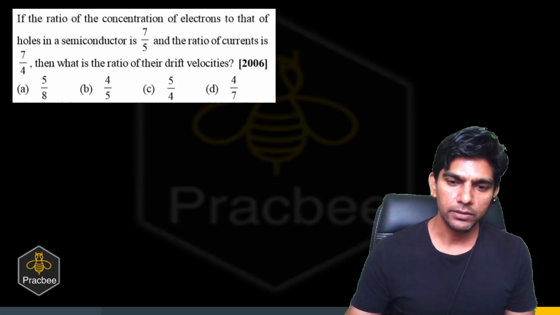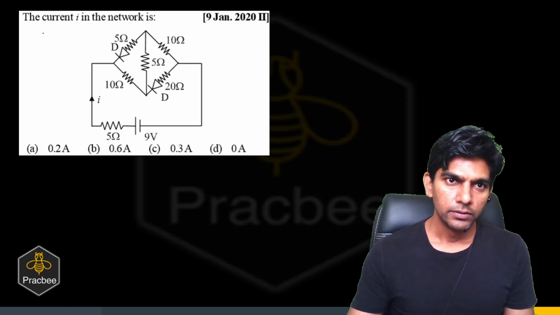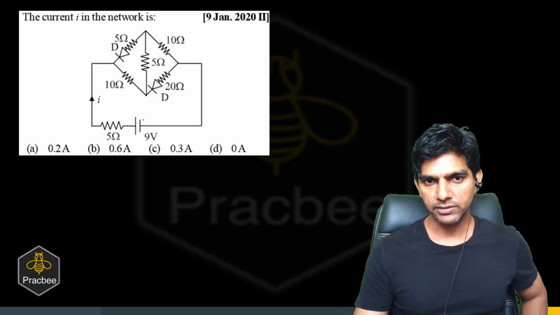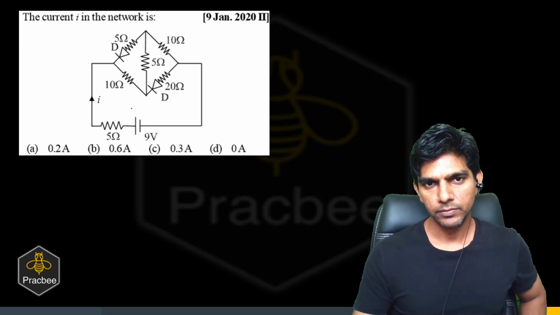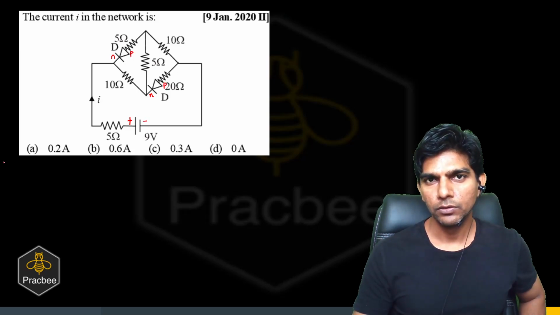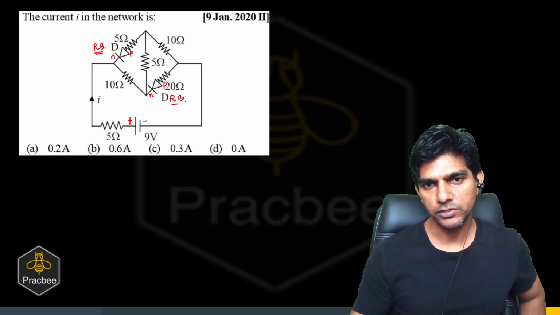Now let us see another question. The current I in the network. So we have 2 diodes, 6 resistors and a battery like this. Can you see the N side of the diode is connected to the high terminal, and the P side is connected to the low potential. So we can say both these diodes are reverse biased. So they are in reverse biased mode.